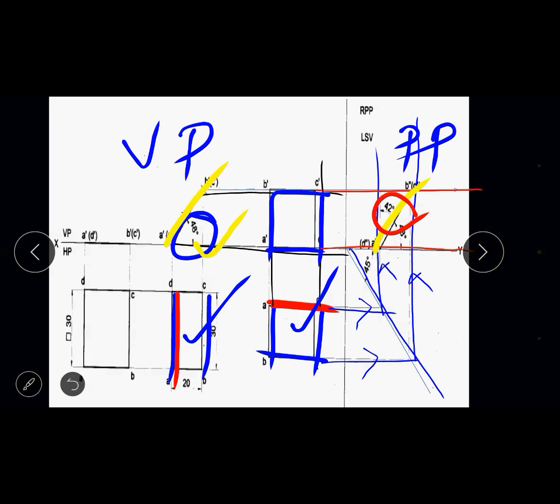So just to find out the VP angle, the last step is executed: the side view of the lamina, on the right profile plane, is executed in order to find out the VP angle, which is found to be 42 degree. Without the side view we cannot find out the VP angle. So this is about the problem. It's a problem on square lamina.